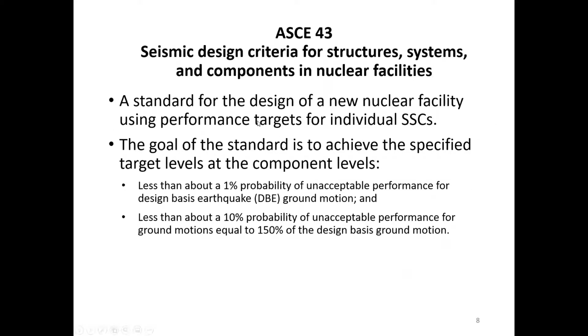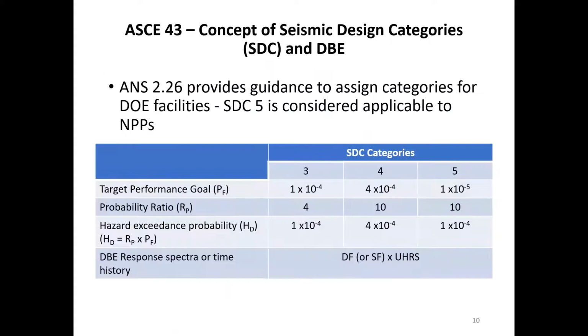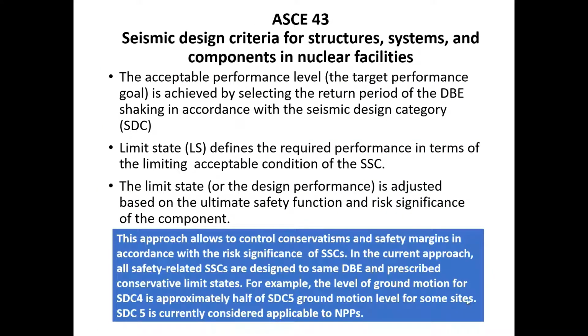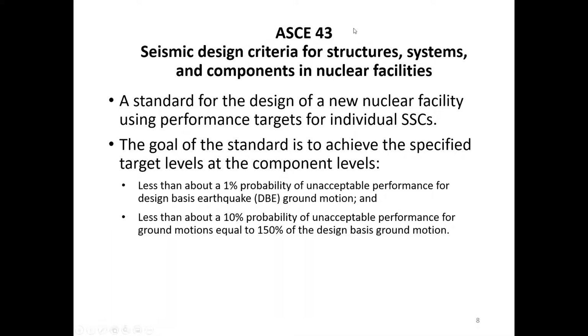Okay, so I'm going to talk about ANS 43-05, okay? And as the title suggests, it's the seismic design criteria for structures, systems and components in nuclear facilities, and it covers facilities besides nuclear power plants, okay? And when it was originally promulgated, it was a standard for design of new nuclear facilities using performance targets for individual SSCs. And I'll be talking about this. The second bullet, I won't go into detail, but there are quantitative performance targets in this standard in terms of unacceptable performance. Let's go back to the same slide, okay. Yeah. Okay. And now I'll say a little bit more about that. As you see, there is a specific target in terms of probability of accidents in this standard. Let's go to the next one.